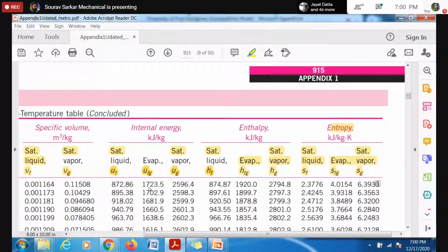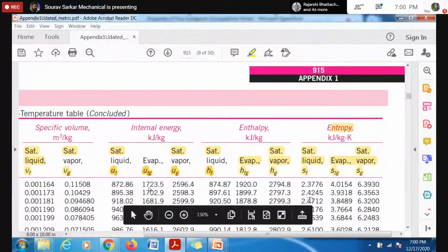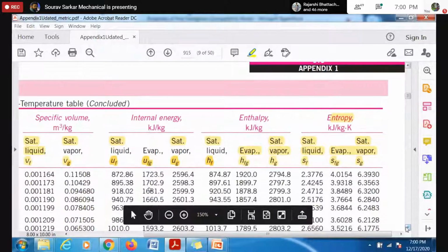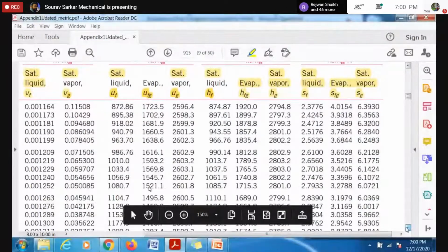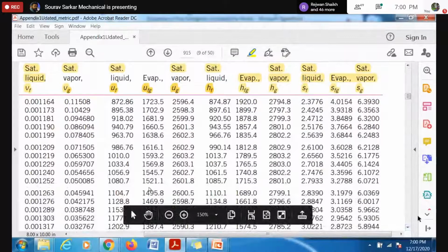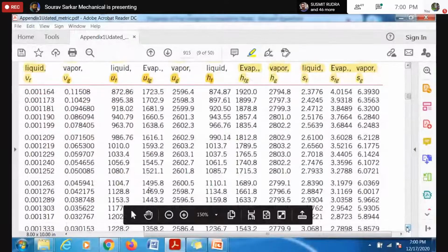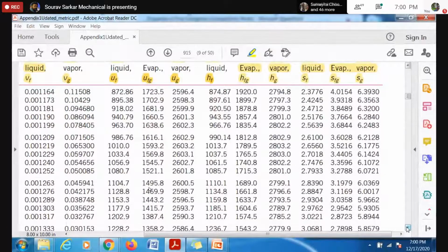The internal energy of the saturated liquid is increasing, but the internal energy of the saturated vapor starts to decrease after a certain point. Why is this happening? Which point are you trying to say? After a certain point, the internal energy of the saturated vapor is starting to decrease. Okay, so in the critical part.